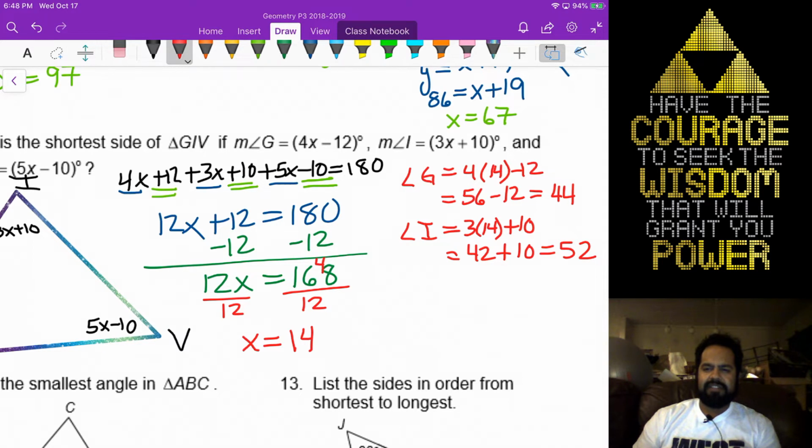Just double checking to make sure. Yeah, that's right. All right, and then angle V, last but not least, 5 times 14 minus 10. So we're going to have here 70 minus 10, which is equal to 60.